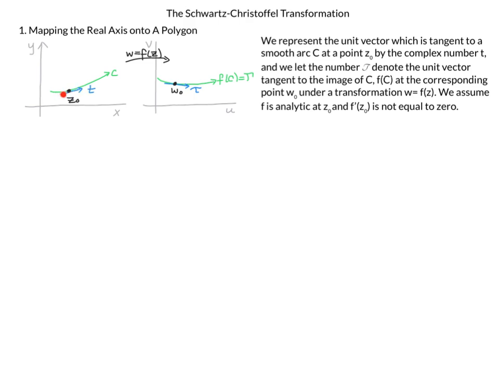This tangent line here is the unit vector which is tangent to the arc c at the point z naught, and we call that tangent vector t. Then we also have tau over here, the unit vector tangent to the image f of c at the corresponding point w naught that z naught gets mapped to. We're going to assume that f is analytic at z naught and f prime of z is defined and not equal to 0.